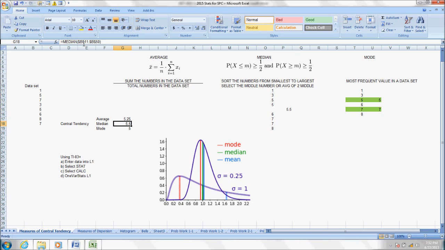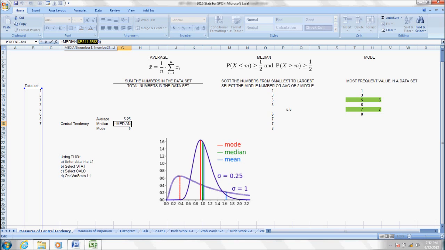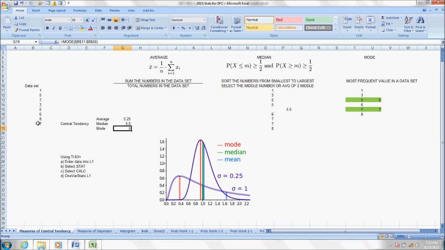Now in Excel, you can do this very quickly. You just type equals median and do the same thing. You can select your data and hit enter, and there it gives you 5.5.